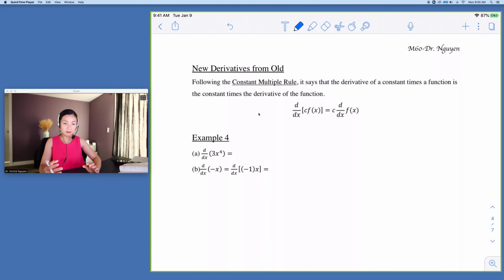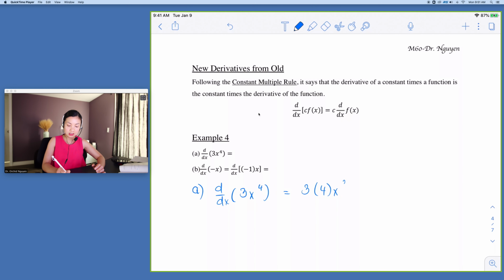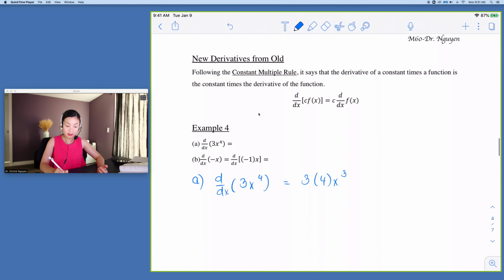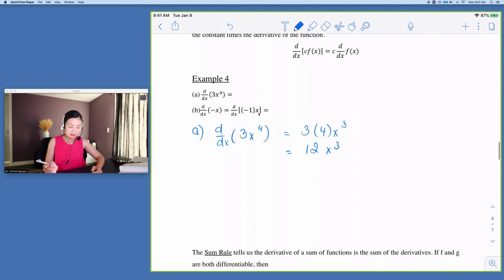So for taking derivative, if you have the constant in front, you can simply put the constant aside, take derivative, and multiply the constant back in. So you see right here, for part A, the derivative of 3x to the fourth power. If I just simply take derivative of x to the fourth, I bring down the 4, and then I have x cubed because 4 minus 1 is 3. Now you see we have the constant in front, so I simply multiply the constant.